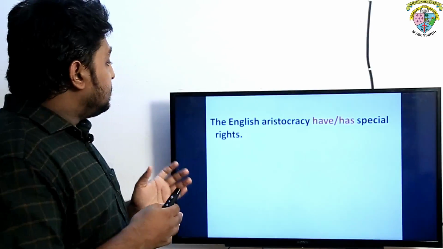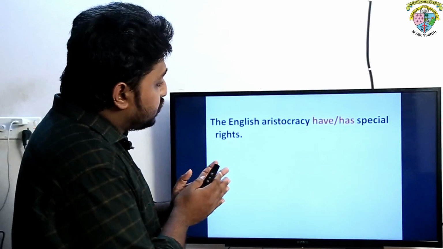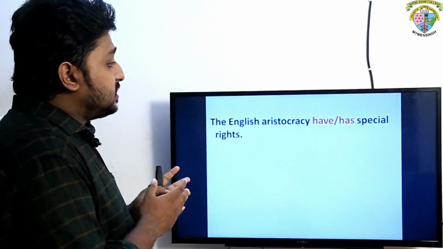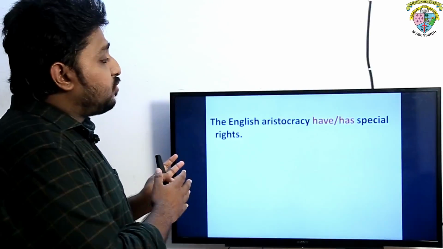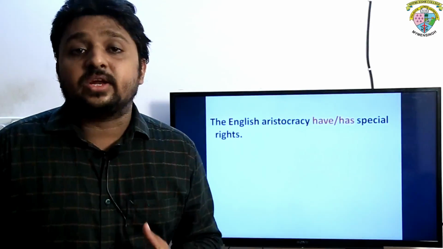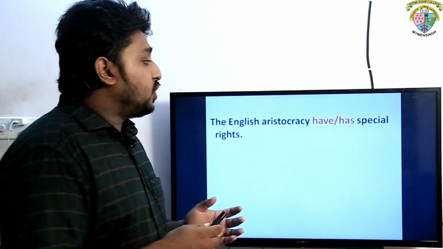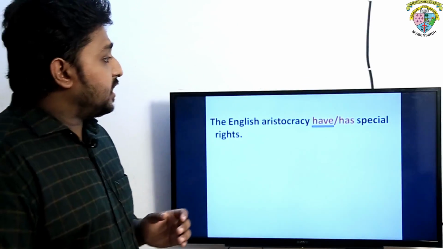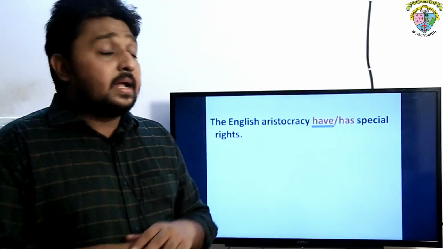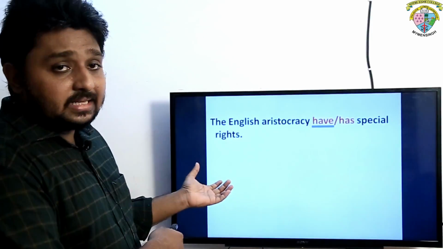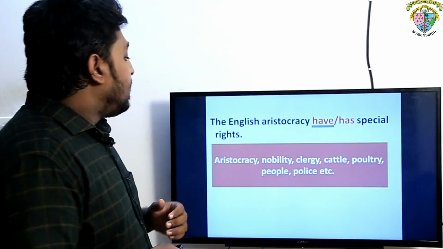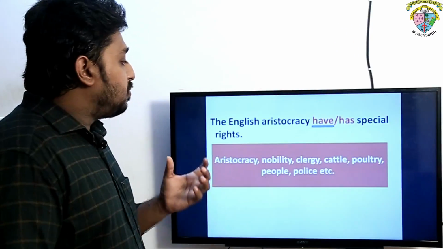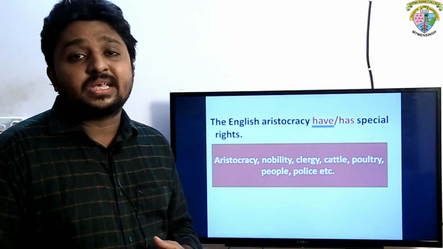Look at the line here, the subject English aristocracy looks like singular subject, though it's a plural subject, and as it's a plural subject, it will definitely receive plural verb, and so the correct answer should be have. The English aristocracy have special rights. There are some more nouns look like that, and they are aristocracy, nobility, clergy, cattle, poultry, people, police, etc.